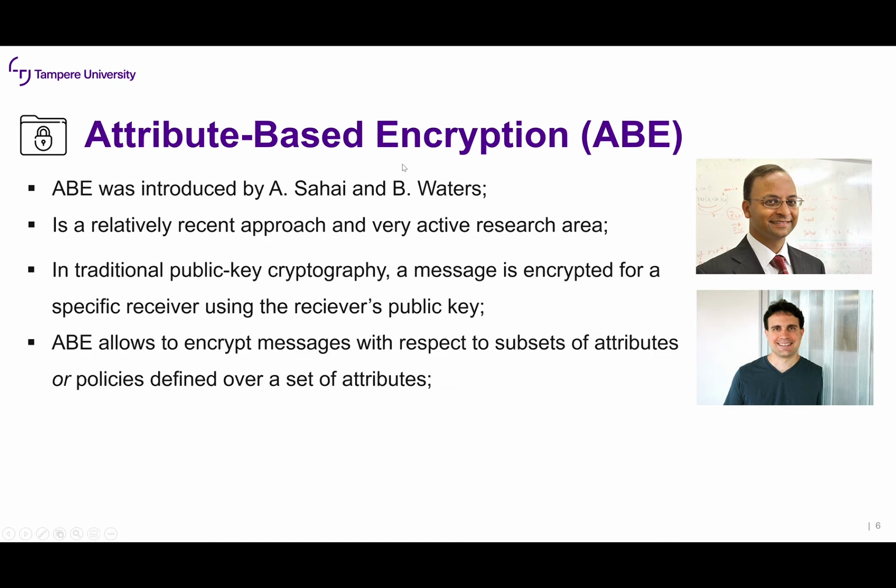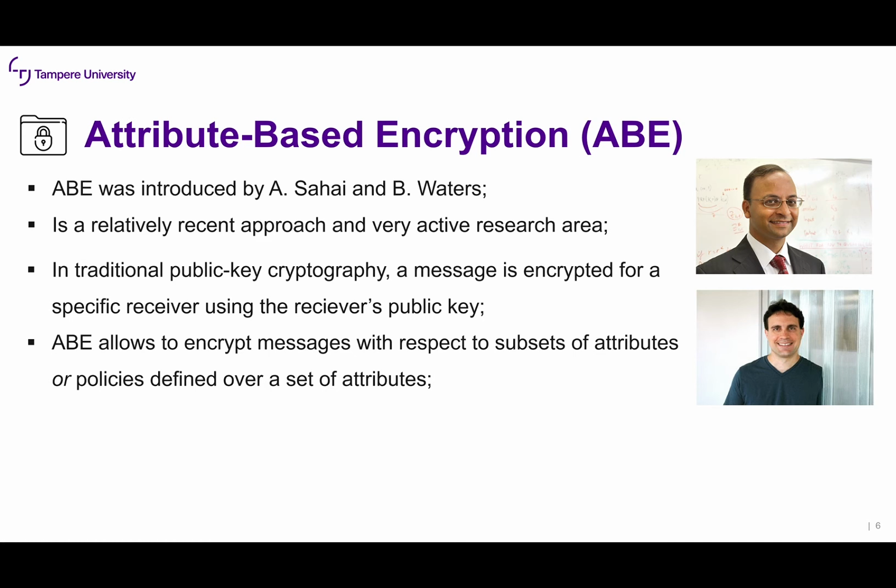So in traditional public key cryptography, a message is encrypted for a specific receiver using the receiver's public key, right? So if you want to send a message to Bob, you encrypt the message using Bob's public key, and then only Bob can decrypt that message because he's the only one who has access to the corresponding private key. That's basically how asymmetric encryption works.